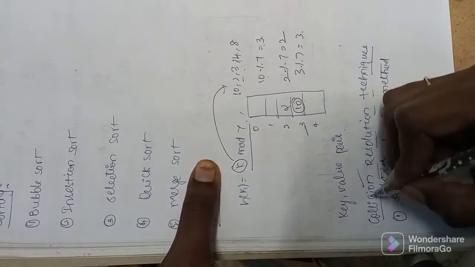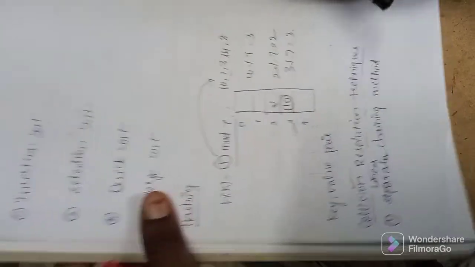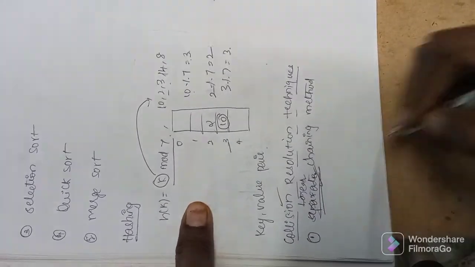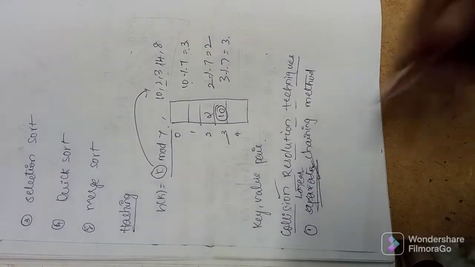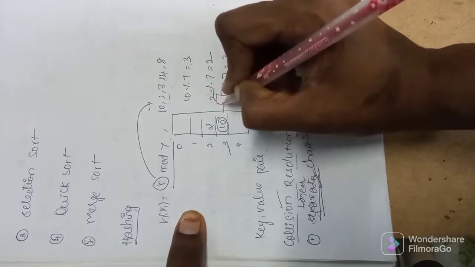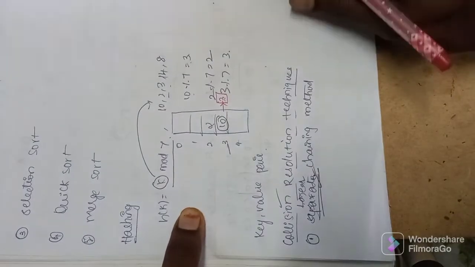If any collision occurs, then we have different types of techniques. Right? Next, the first method is the separate chaining method. In the separate chaining method, first 10 is stored at 3, next the element 3 is added and stored at the same location by adding it as a chain.